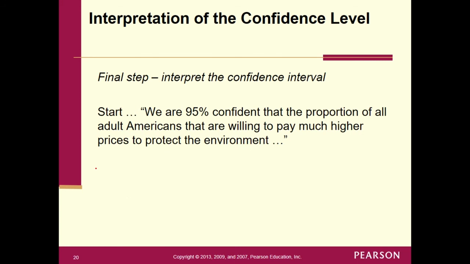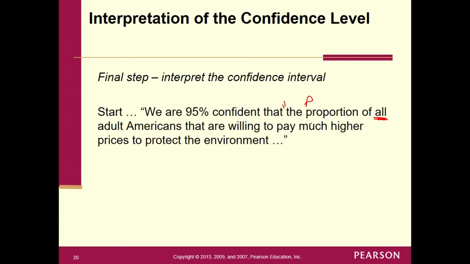So we're going to start this off with: we are 95% confident that the proportion of all adult Americans that are willing to pay much higher prices to protect the environment. In other words, we're saying that we're 95% confident that P, the population proportion P, the proportion of all... we're not making a confidence interval for the sample of 100 adult Americans. We know what happened with our sample. That's not what we're making a confidence interval for. We're making a confidence interval for the entire population. So notice it's for all adult Americans, for the population.